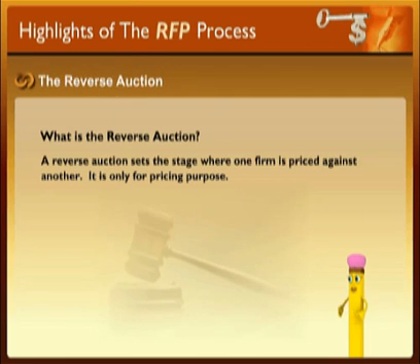The reverse auction sets the stage where one firm is priced against another. Normally, the lowest bidder is awarded the contract, but not always. The company has to decide if the lowest bid can in fact deliver as promised.